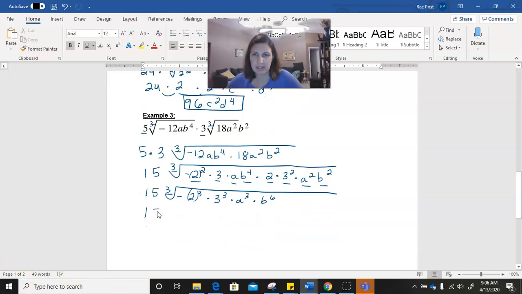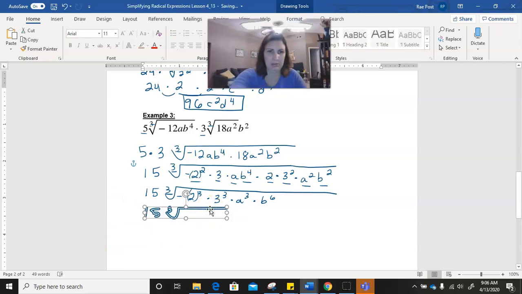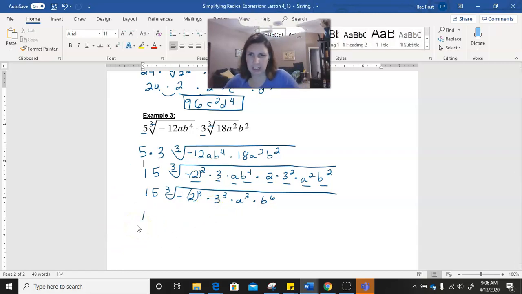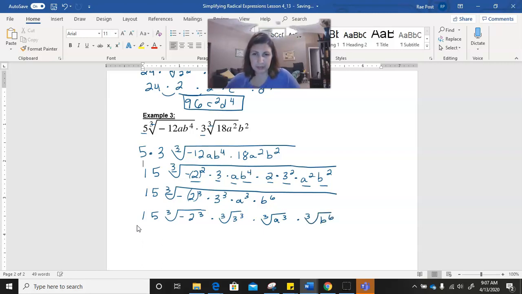So now with most everything to the power of 3, you guys can rewrite everything a little bit separate. So we have our 15 kind of hanging out. We have our cube root of negative 2 cubed, and we have our cube root of 3 cubed. We have our cube root of a cubed, and we have our cube root of b to the sixth. So remember that we can go ahead and look at this like it's a negative 2 cubed because you can actually do that because a negative times a negative times a negative is actually still a negative.